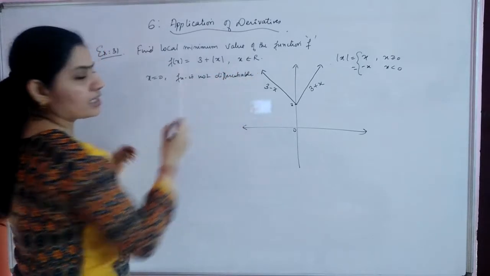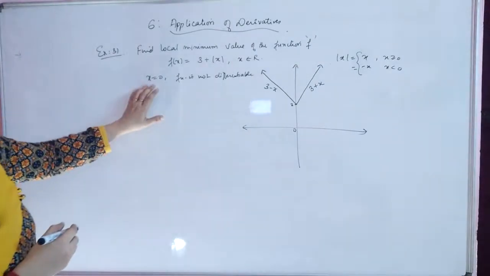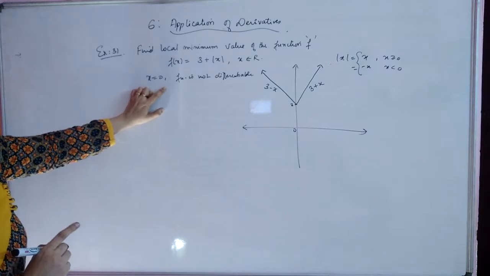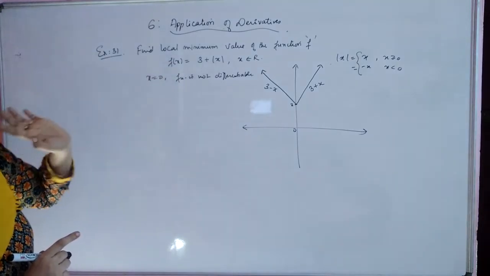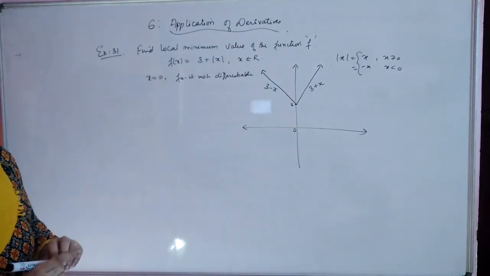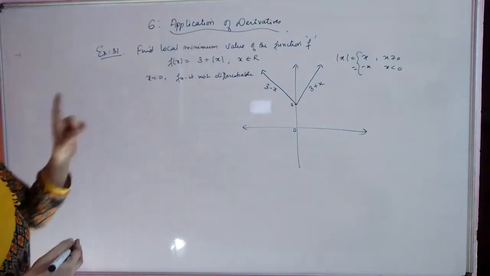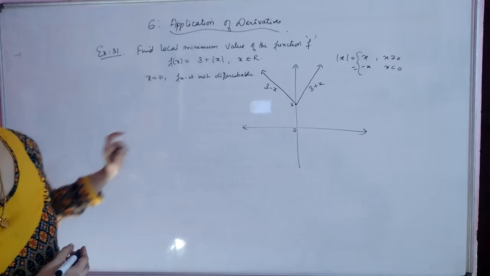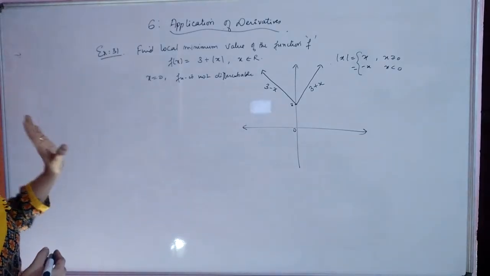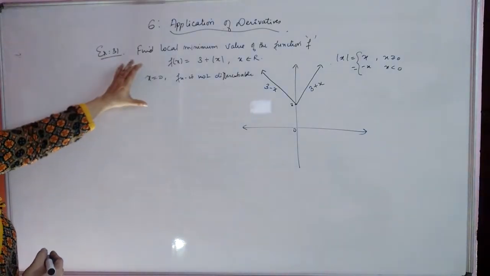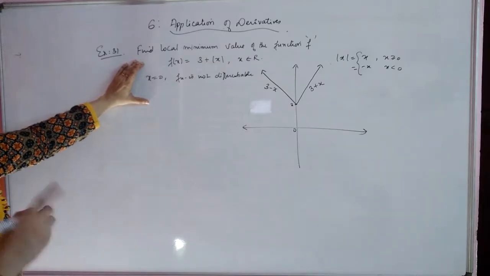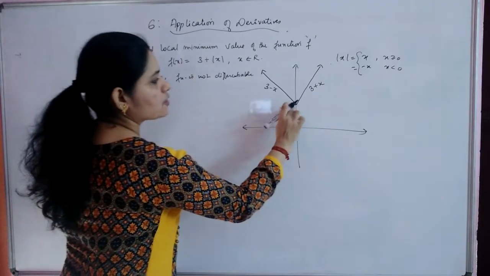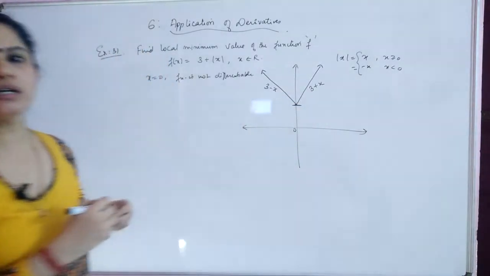Mod x is an example of a function which is continuous but not differentiable at the point x equal to 0. Similarly, here we are saying at the point x equals 0, the function is not differentiable. Now, we have discussed that even if it is not differentiable, we can have a minimum or maximum for the function. So this is a case where the function is not differentiable, but you will get a minimum here. From the figure itself, you can see that at this point the function has a minimum.